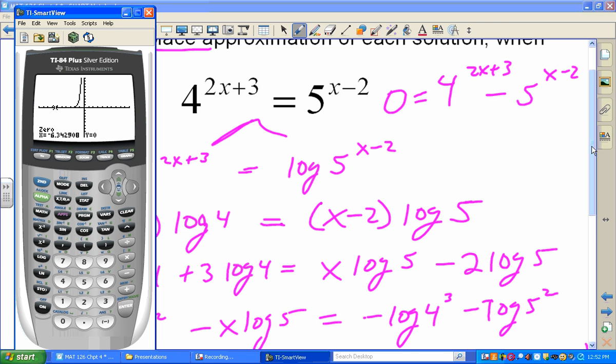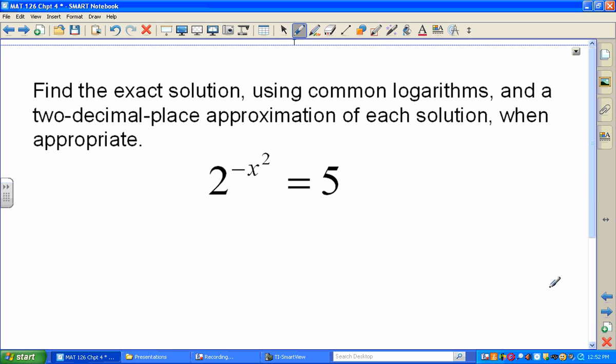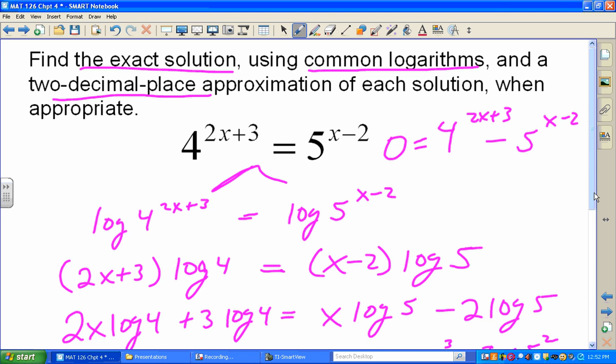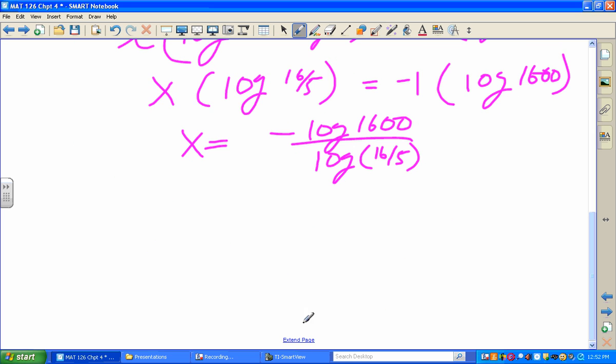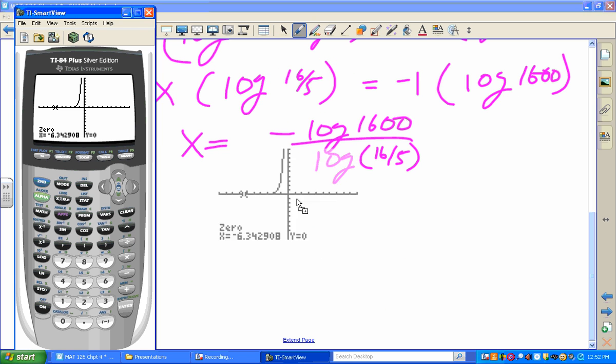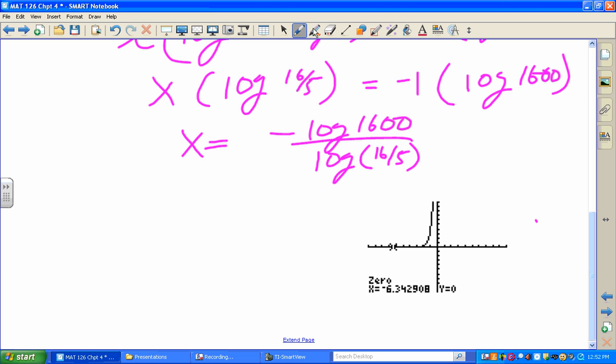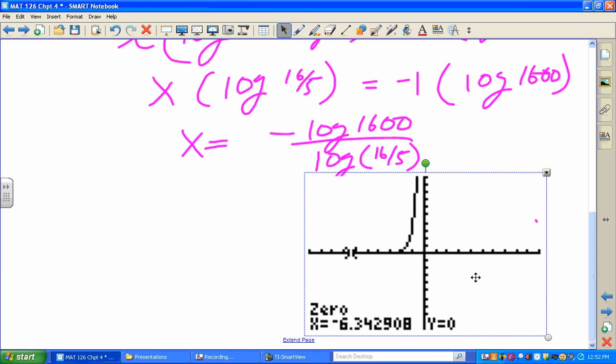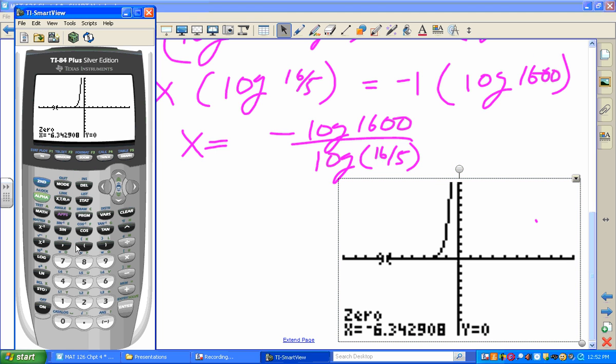Negative 6.34. I'm excited about the brain break today. It's like one of those Zen-like brain breaks. All I have to do is check this answer for validity. Now I have to check. Second quit. Negative log 16. Does it work? Is it even close? It's not even close, is it? You can tell me the truth. It's okay.